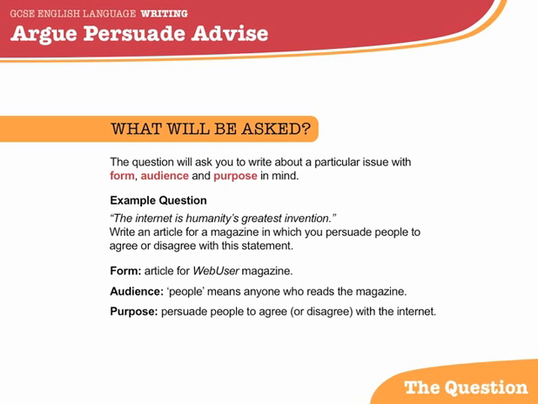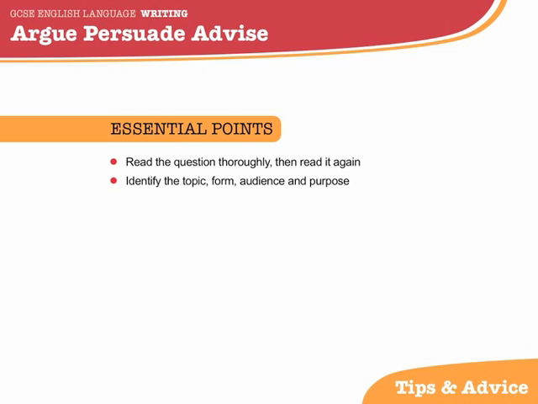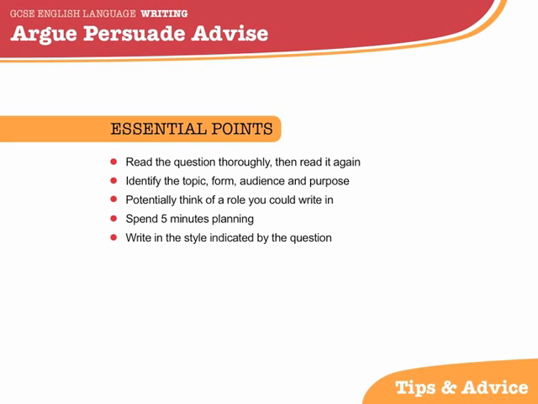To conclude, here are the essential points you need to remember for this question. Read the question thoroughly, then read it again. Identify the topic, form, audience and purpose and make sure you understand completely what it is you are going to write. If you're feeling confident enough, potentially think of a role you could write as. Spend 5 minutes planning your points. Plan to write one major point in each paragraph. Always try to stick to the writing style indicated by the question.